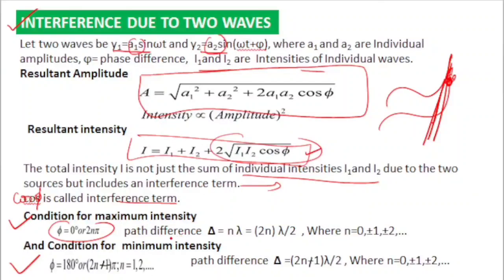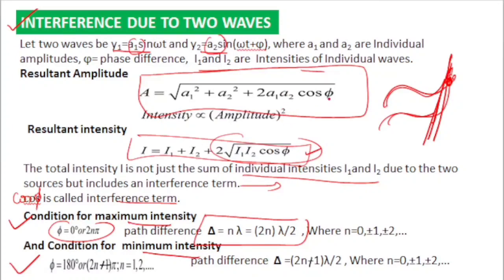And you know path difference is 2 pi by lambda into phase difference. You get delta equal to n lambda, or 2n lambda by 2. It means an even multiple of lambda by 2. When the path difference between these two waves is an even multiple of lambda by 2, that is the condition of maximum intensity.